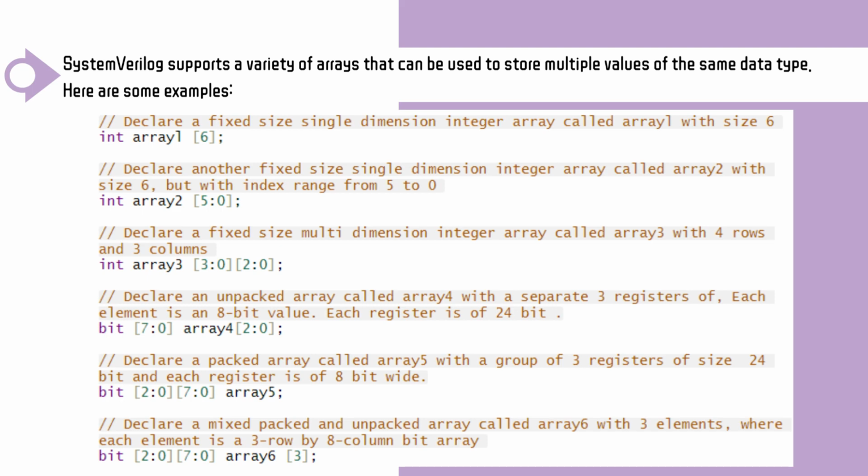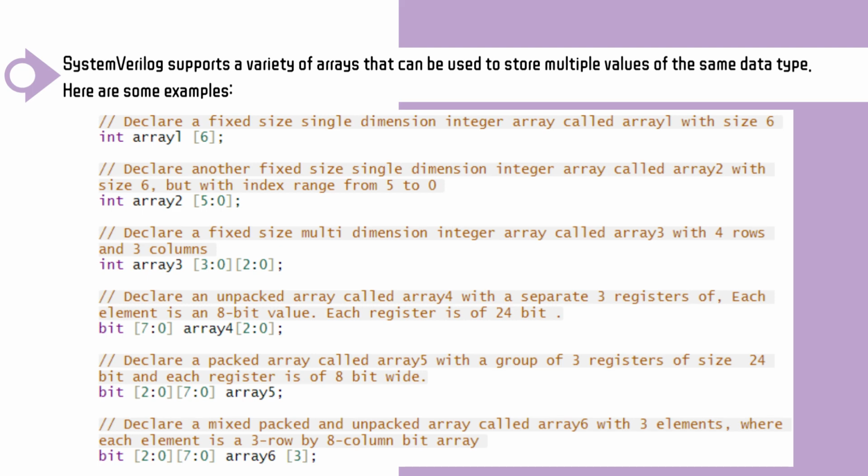bit [2:0][7:0] array5. This is an example of a packed array declaration. It is declared as a bit array called array5 with a group of 3 registers of size 24 bits, and each register is 8 bits wide.